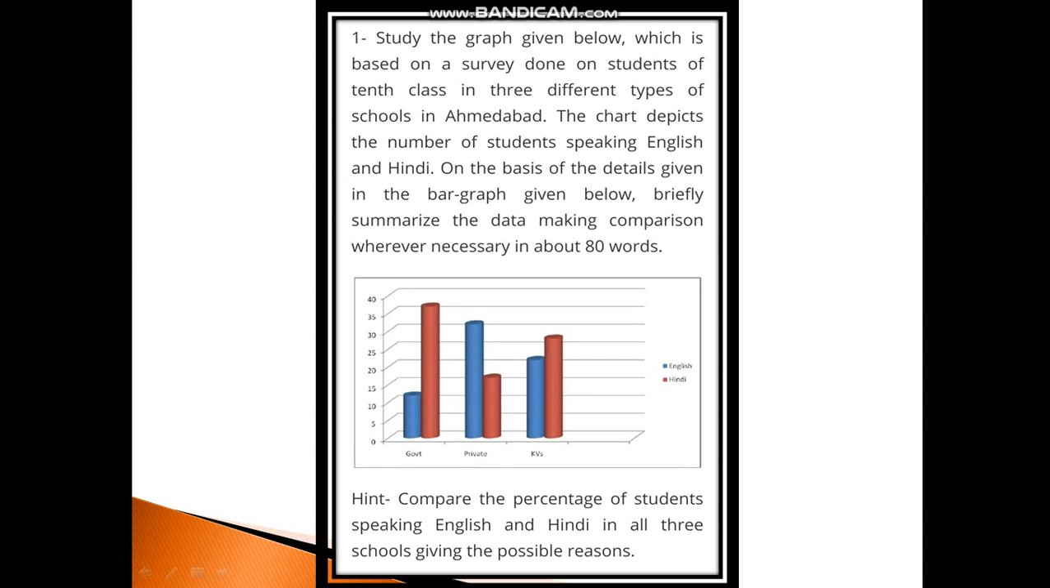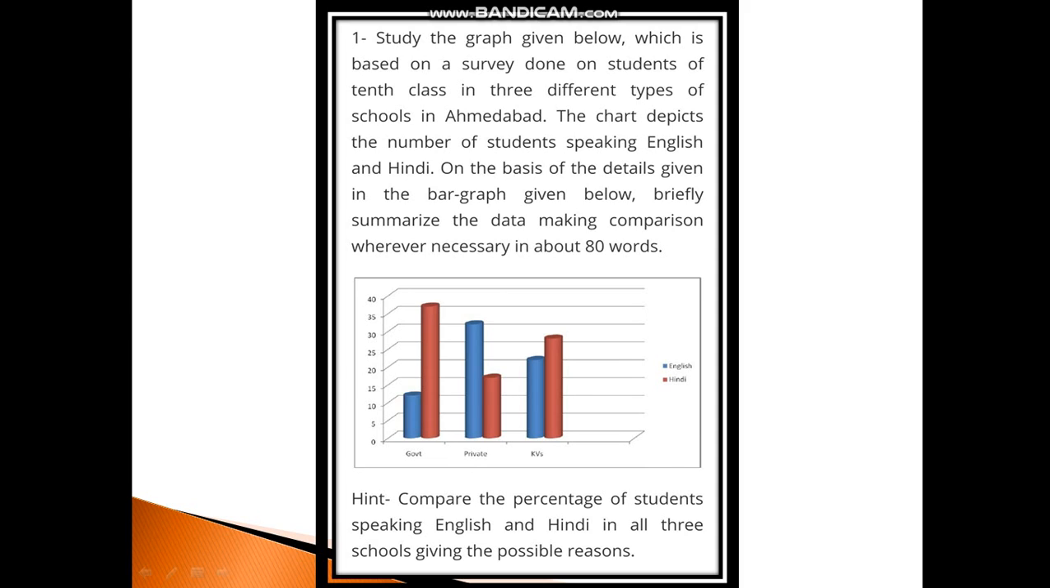And this one is for your practice. You just read this question. Let me read it out for you. Study the graph given below, which is based on a survey done on students of 10th class in 3 different types of schools in Ahmedabad. The chart depicts the number of students speaking English and Hindi. On the basis of the details given in the bar graph given below, briefly summarize the data, making comparison wherever necessary in about 80 words.